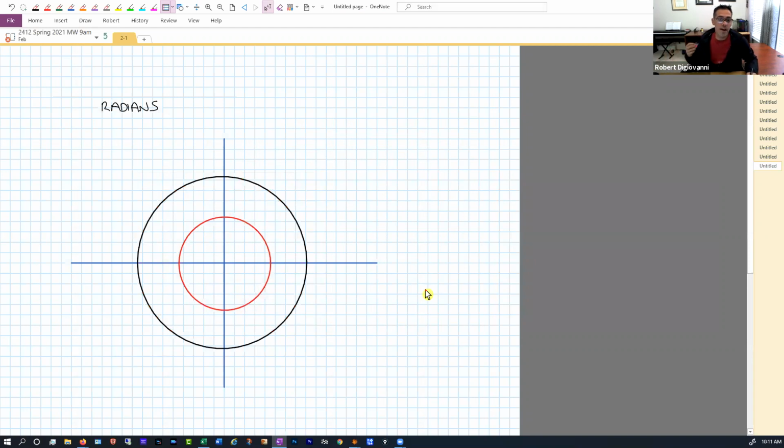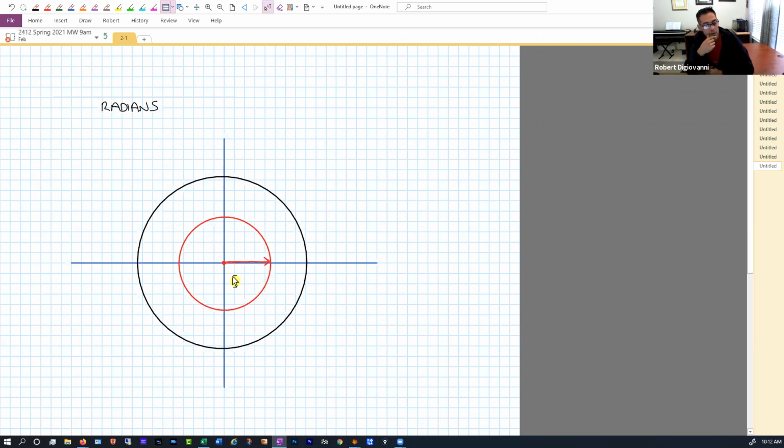Now, with circles, we have the idea of a radius. We talked about that already when we talked about circles, right? So let's talk about the red circle. If I were to draw from the center to the edge along the x-axis, this right here would be the radius. Everyone agree? That little arrow represents the radius.